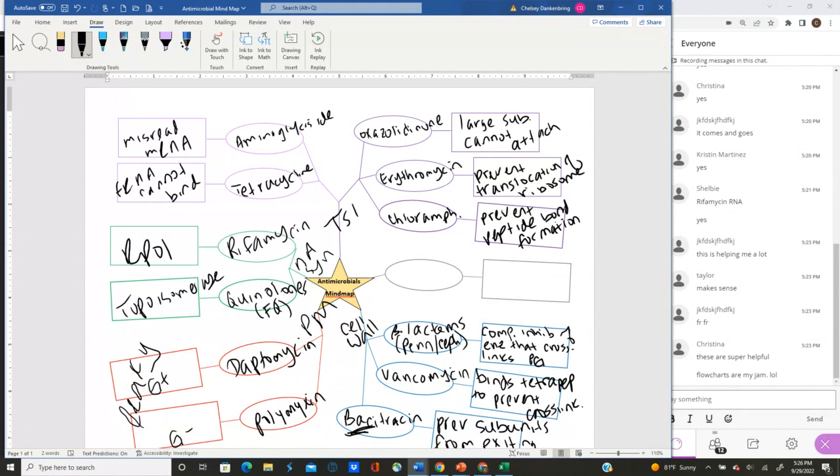Now remember, I did 2 shades of purple because with translation, we have 3 key players: the messenger RNA, the transfer RNA, and the ribosome. All of these antimicrobials directly bind the ribosome. But remember, the ribosome is made up of the large subunit and the small subunit. So these 2 drugs on the light purple, that's the small subunit. I'm going to write that in where it branches off into the light purple. I'm just going to put small. And then dark purple is going to be the large subunit. We have 3 of those.